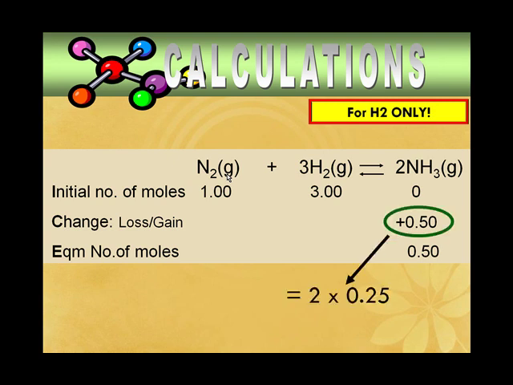Now by mole ratio again, 0.50 is actually 2 times 0.25. Because if you look carefully at the equation, the molecule with the smallest molar ratio is actually N2. That would mean that 0.25 moles of nitrogen will have reacted, followed by 3 times of minus 0.25 of hydrogen that reacted. And if you do initial number of moles plus or minus the change, it will give you the equilibrium number of moles for nitrogen, hydrogen and ammonia.